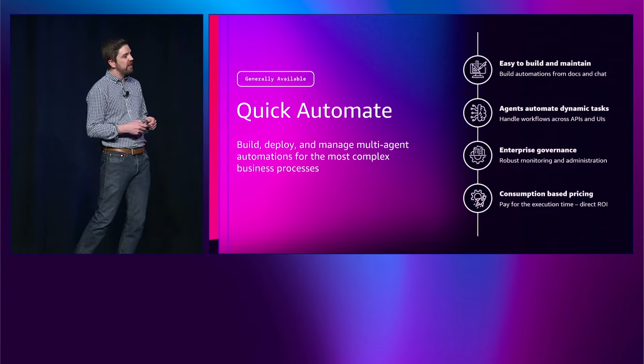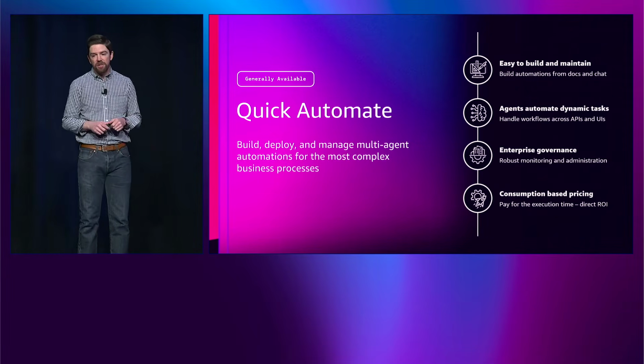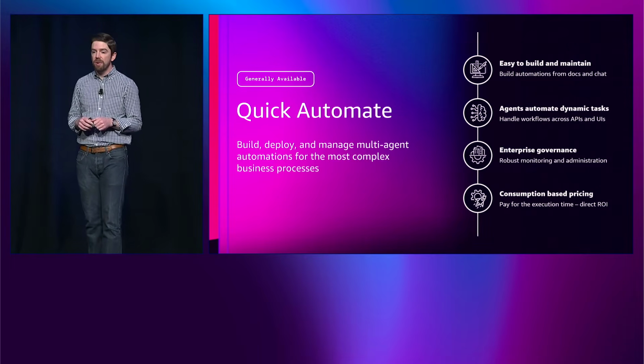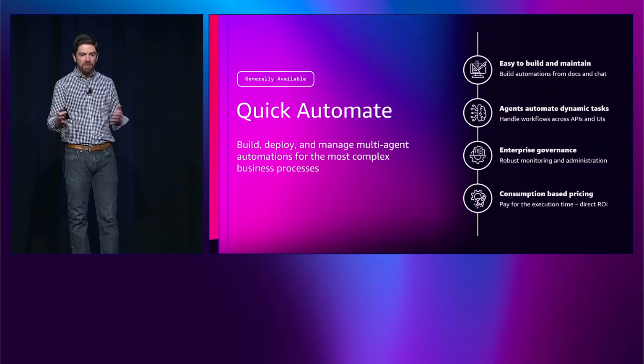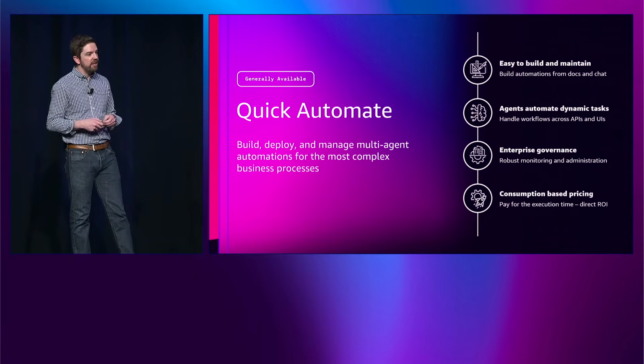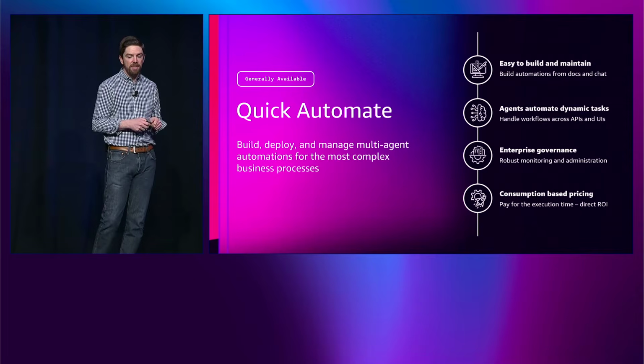The third type of agent is that you can integrate your own agents that you've built with Agent Core or Bedrock agents, or pull in agents in third-party systems using MCP. So whether your agents are built in Quick Automate or somewhere else, you can include them and put them in part of your automation fabric.